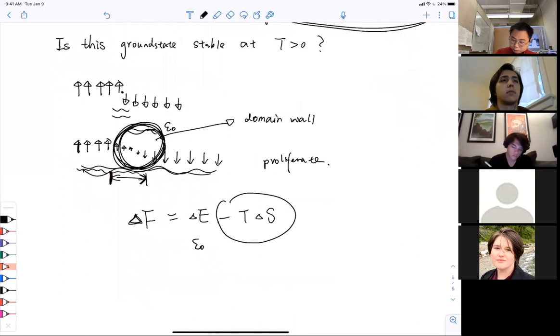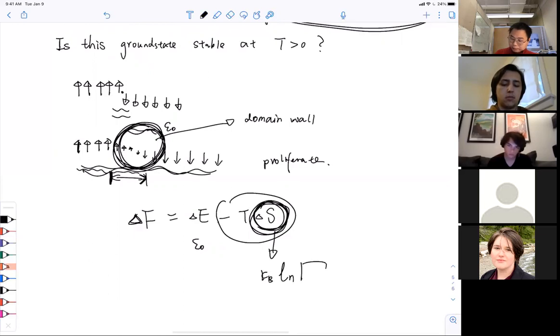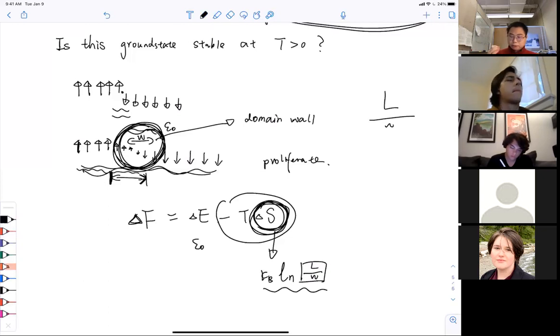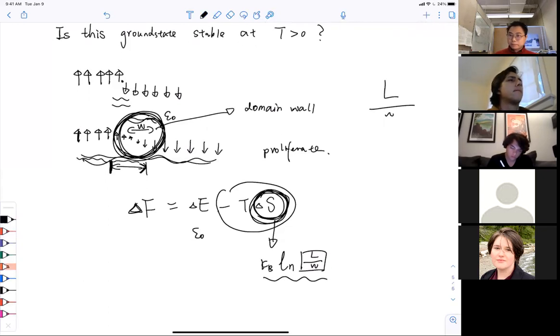At finite temperature, we have this entropy. So by putting one domain wall into the system, what's the entropy gain we have? The entropy is k_B times the log of the number of ways we can do it, right? So how many ways can we put the domain wall into the system? Assuming the width of the domain wall is W, the possible locations for the domain wall number L, the length of the system, divided by this width. This is the entropy gain associated with one domain wall in the system. Is it clear?